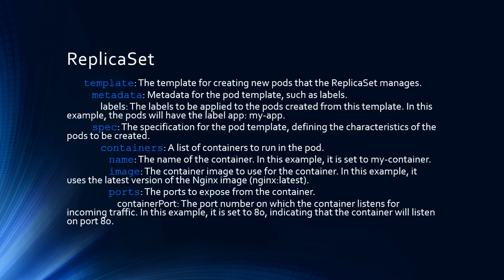Continuing our deep dive into replica set specifications, let's focus on the template section, which defines the blueprint for creating new pods. The template section is essentially a pod specification embedded within the replica set. This template must include the labels specified in the selector section. The metadata within the template applies to every pod created by this replica set. The pod spec within the template defines the containers that will run in each pod.